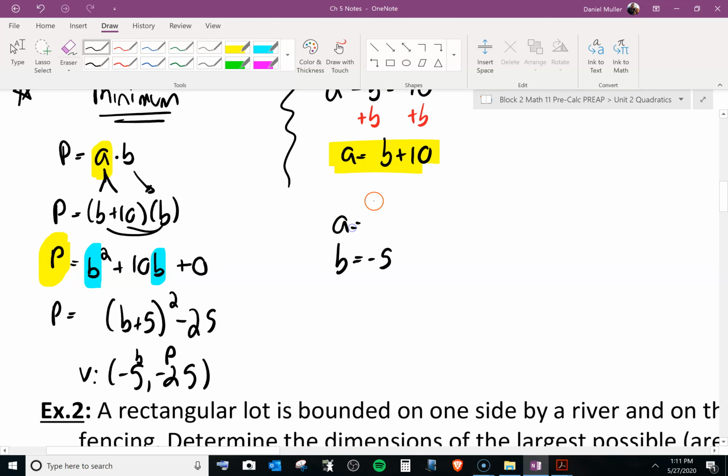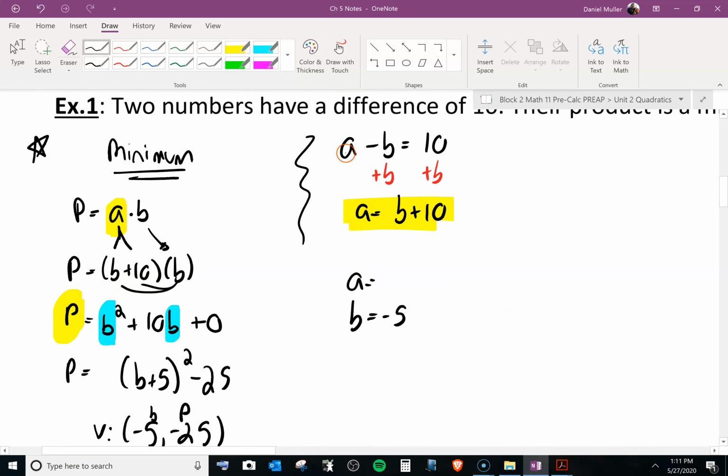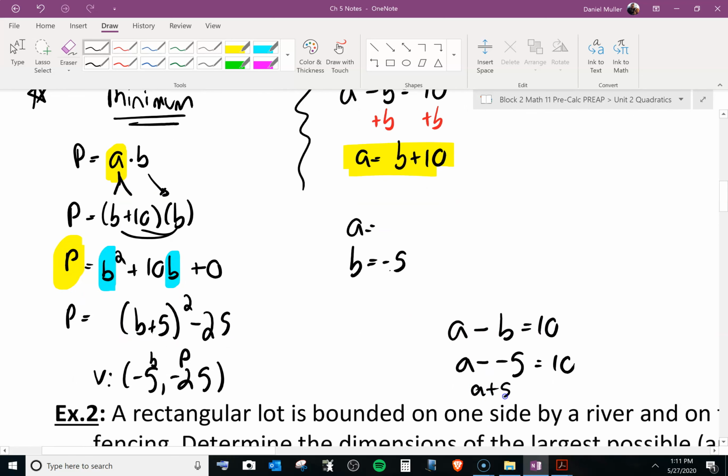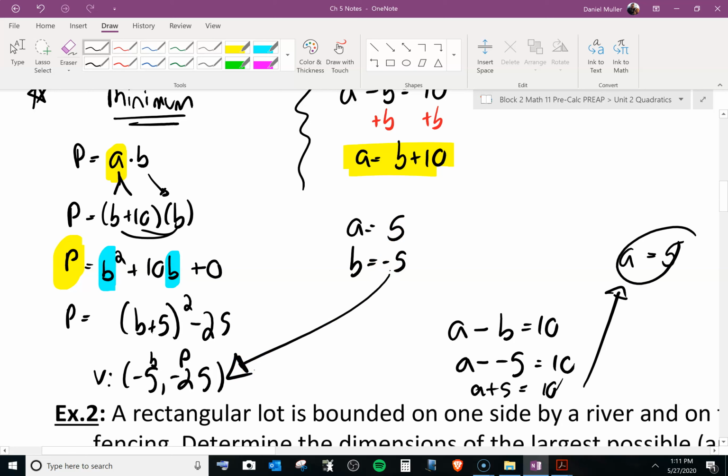What is my a value? Remember, a minus b is 10. So a minus b got me 10. So a minus -5 equals 10. So I have a plus 5 equals 10. Move the 5 over by subtracting, and a is equal to 5. And if you look at them, 5 times -5 is going to be -25. Sure enough, the product is -25.